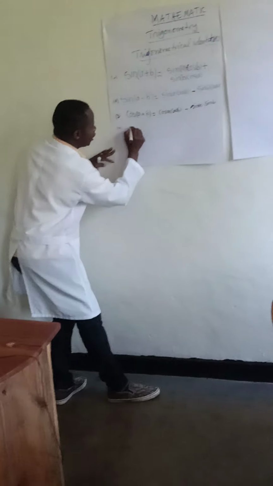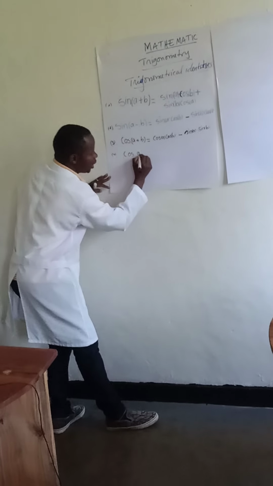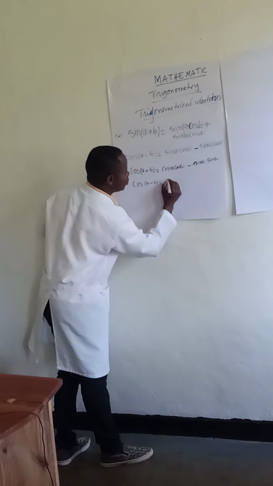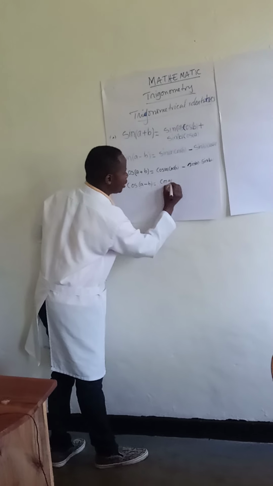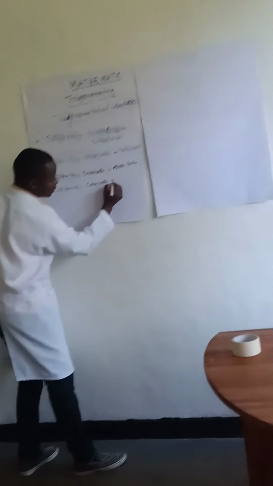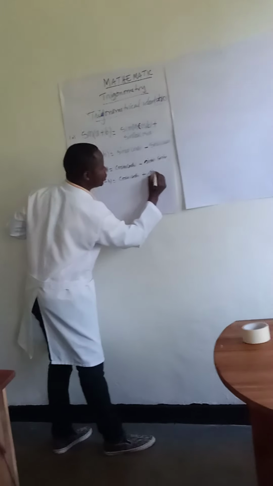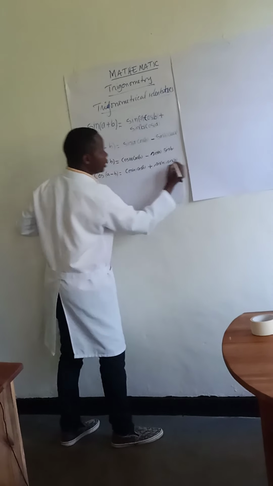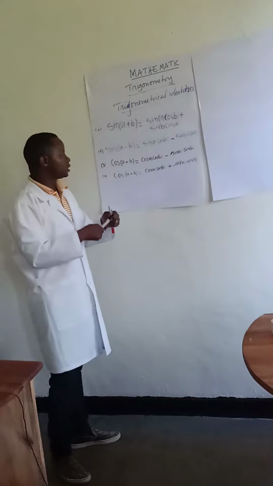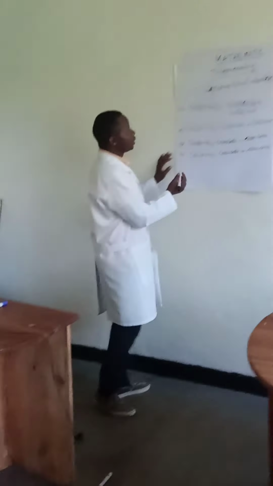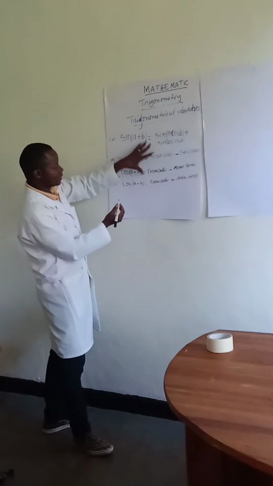Now for the cosine of angle A negative angle B, we have seen it is equal to cosine of an angle A times cosine of an angle B plus sine of the first angle, which is A, times sine of the second angle, which is B. That is what we have seen on the trigonometric identities about the sum and difference of angles.